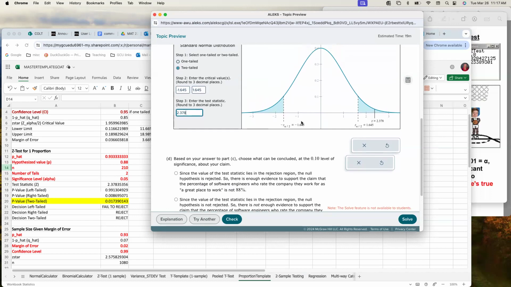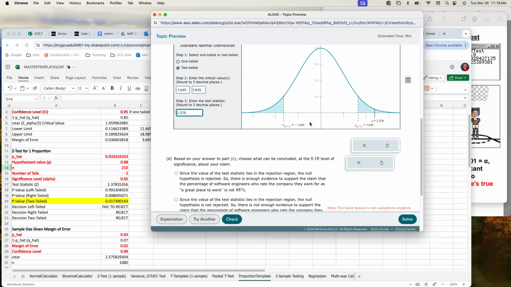Here I have a definite cutoff point, which is 10%, and that value is less than 10%. So again, if I was using the p-value method, I would just reject it. But this is kind of the old-fashioned way of doing this without knowing the p-value. So let's just pretend I didn't know the p-value. All I knew was my Z statistic, which is 2.37.